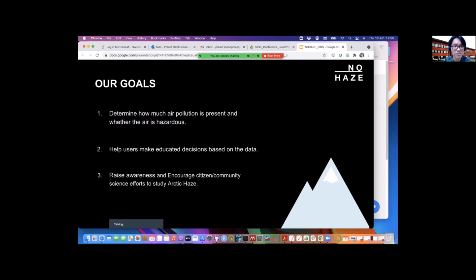So our goal with the app is to determine how much air pollution is present in a certain location and certain time frame, and to determine is it hazardous or not. And with this data gathered, we can help the user of this app to make educated decisions. And finally, we want to raise awareness and encourage community science efforts to study the Arctic haze and how to help it.